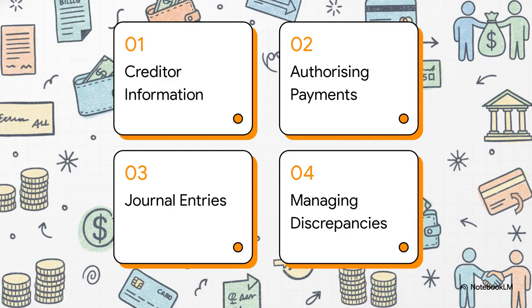We'll start with the foundational step of gathering creditor information. Then we'll move on to the critical approval process for payments. After that, we'll dive into the mechanics of actually recording these transactions. And finally, we'll cover how to identify and manage any discrepancies that might pop up.